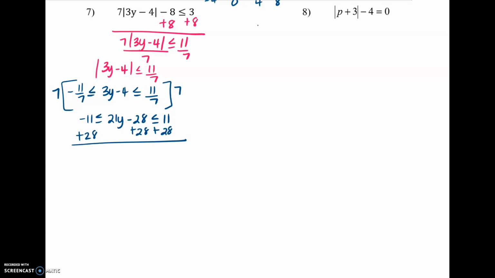And when we do that, it looks like 17 is less than or equal to 21y, which is less than or equal to 39. Now this is going to make it easier. Divide by 21, divide by 21, and we get 17/21 is less than or equal to y, which is less than or equal to 39/21. Okay.